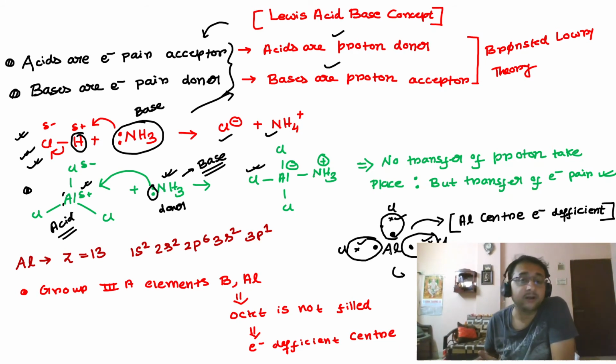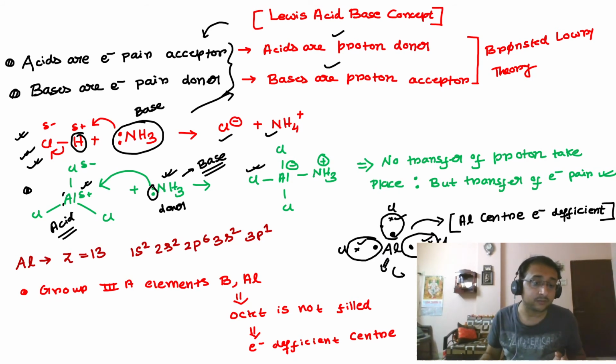If you go through the octet rule, it is very necessary to fill up the octet. In that octet state, the atom becomes chemically stable. But in the case of aluminium, the octet is not filled because it has only 6 valence electrons. So that's why this aluminium center is basically electron deficient. It has more tendency to accept electrons because its octet has not been filled. So that's why it prefers the lone pair of electrons from ammonia, and it is acting like an acid.